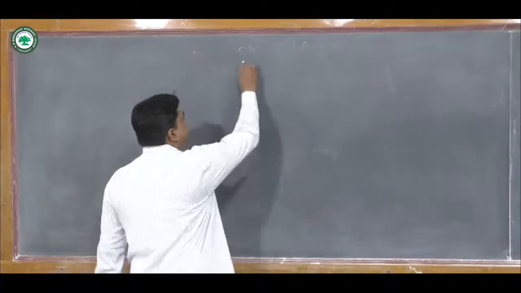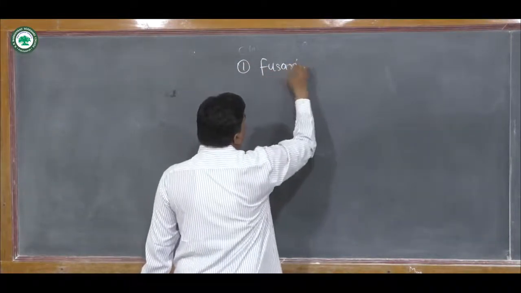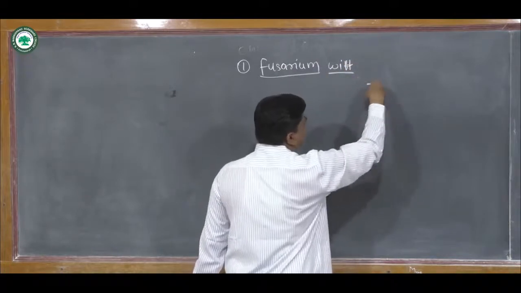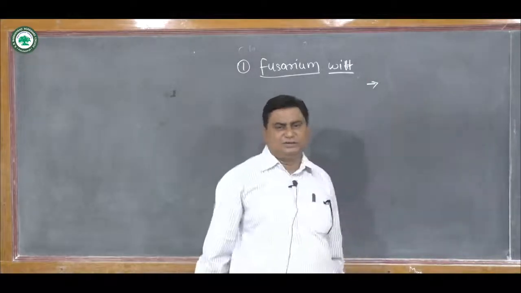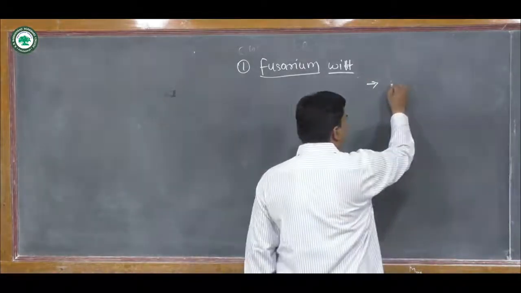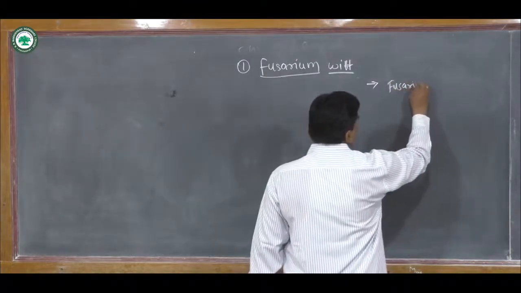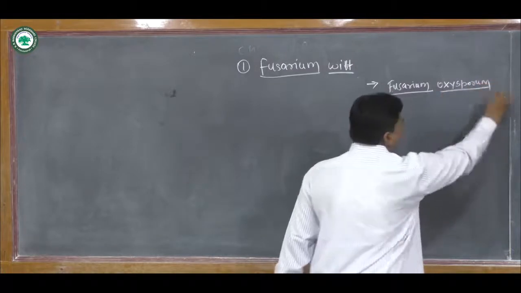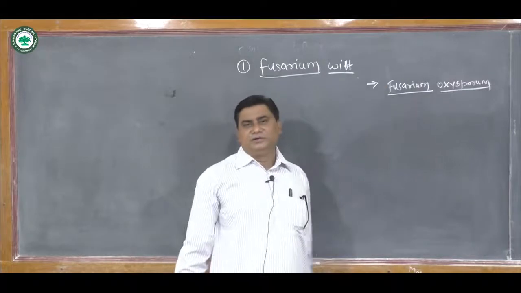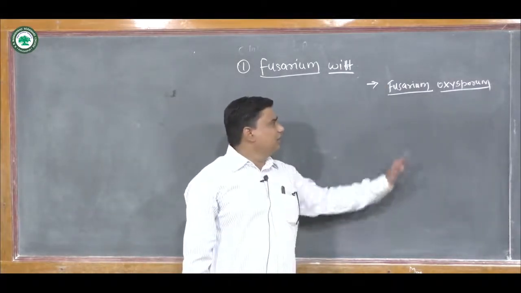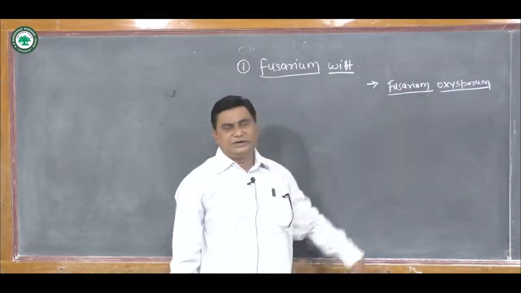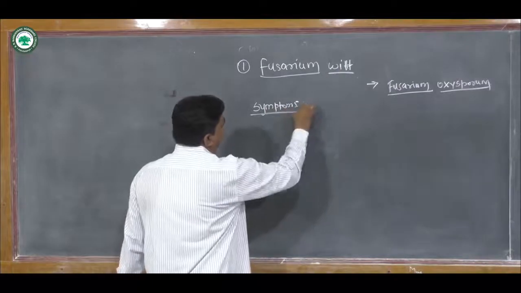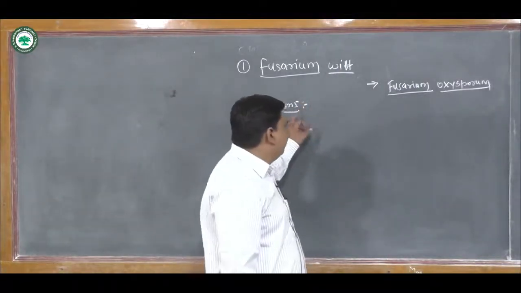Okay, the first disease is Fusarium wilt disease. The causative agent of the disease: the disease is caused by Fusarium oxysporum. This is a fungus, and it is the causative agent of the disease. Then what are the symptoms of the disease? One can identify the disease on account of its particular symptoms.